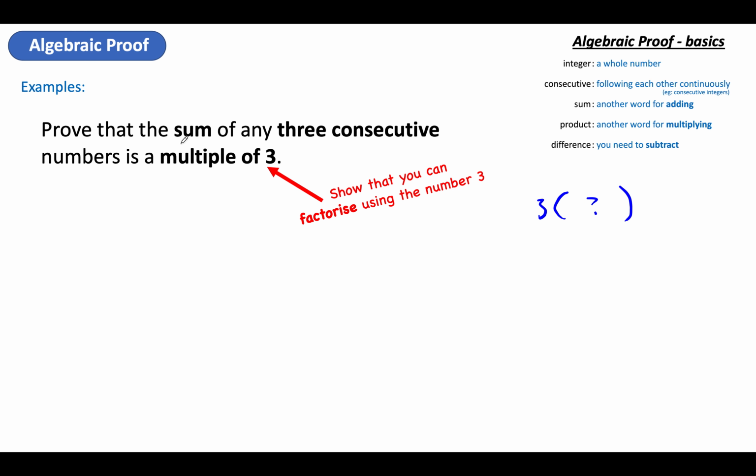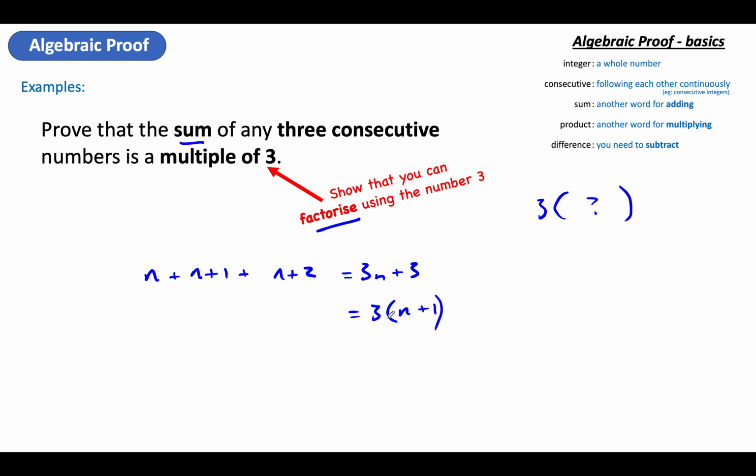Prove that the sum, so that means add up, of any 3 consecutive numbers is a multiple of 3. Well, 3 consecutive numbers, that would be n, n plus 1, and n plus 2. And it says sum those, so let's add them together. So n plus n plus n is 3n. 1 plus 2 is 3. And then let's factorize it. I can divide both of these by 3 and put it on the outside of a bracket. And I'd have n. And then, of course, we'd have the plus 1 there.